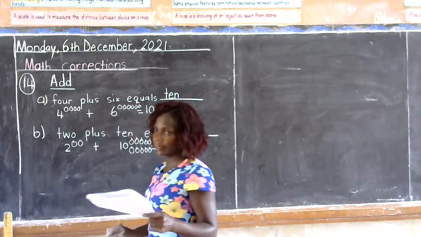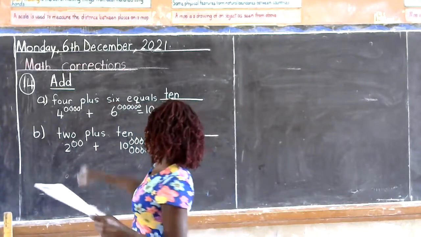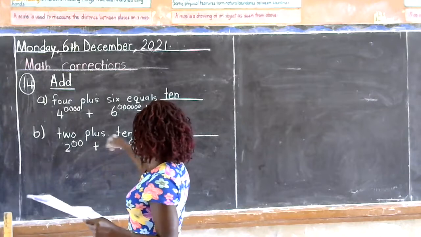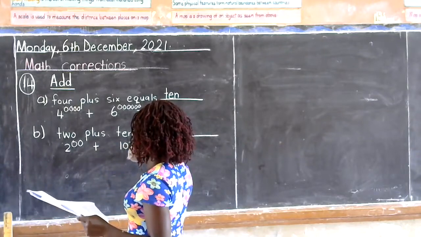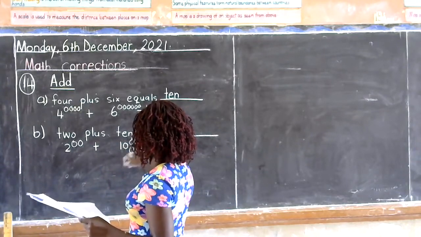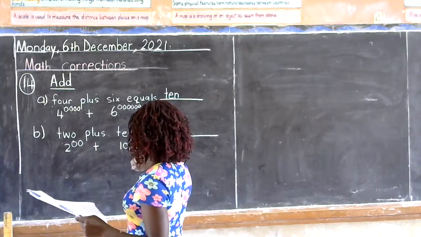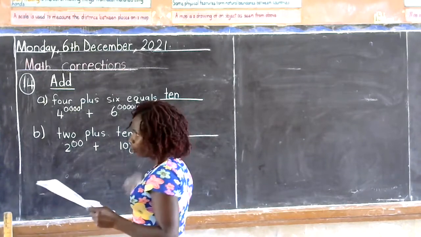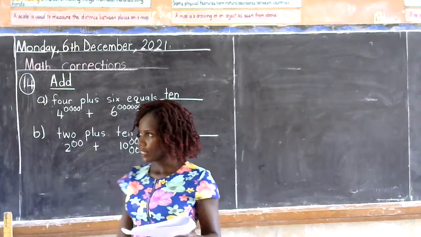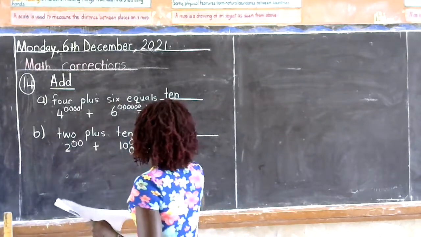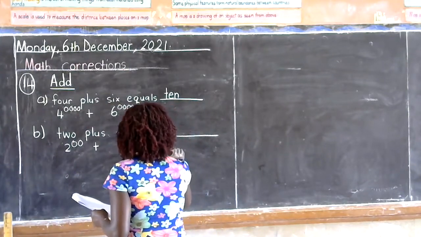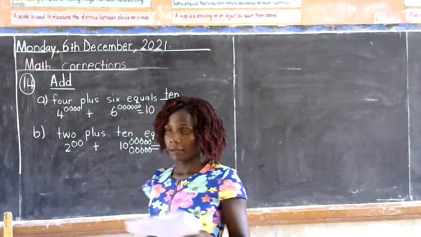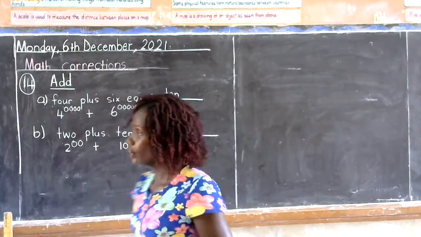Then after we add them together: 1, 2, 3, 4, 5, 6, 7, 8, 9, 10, 11, 12. The answer is 12. So here we write the answer in words.